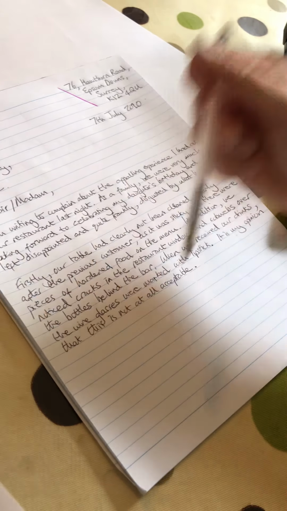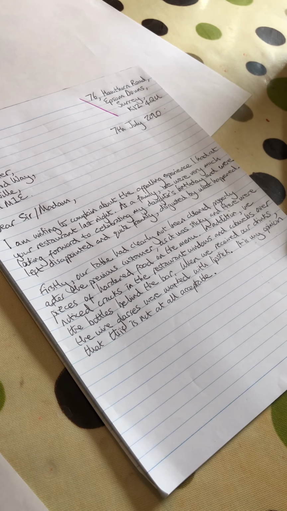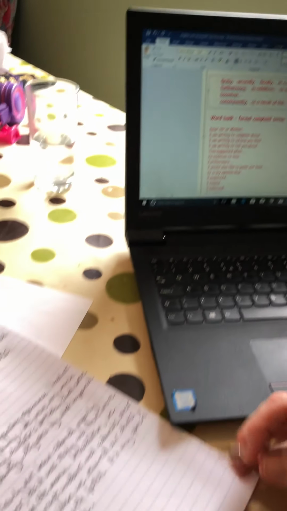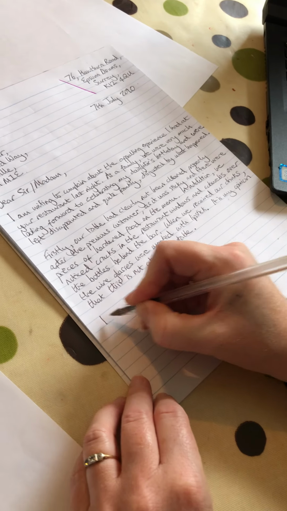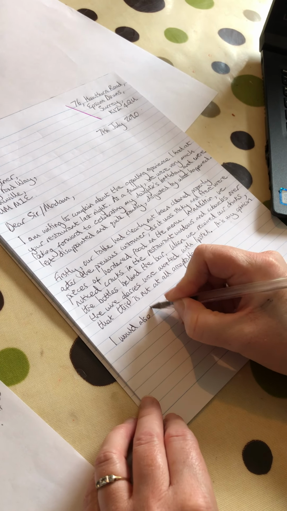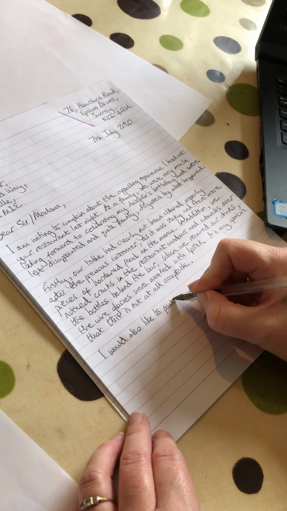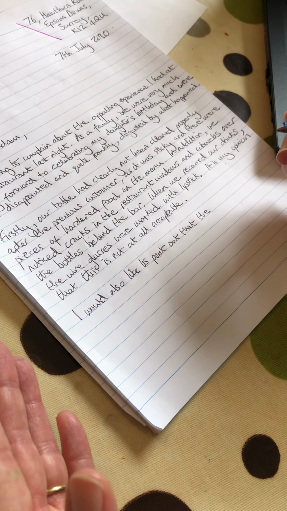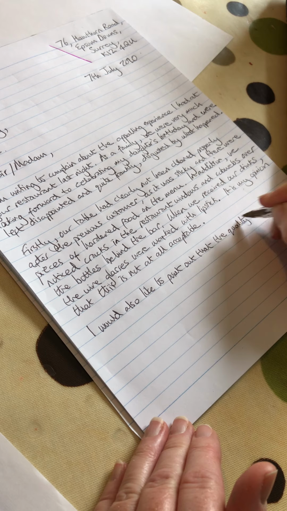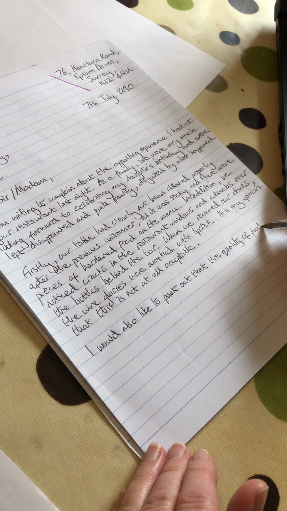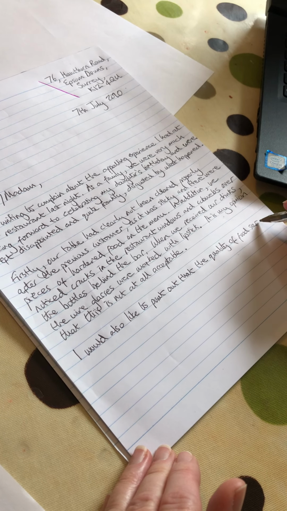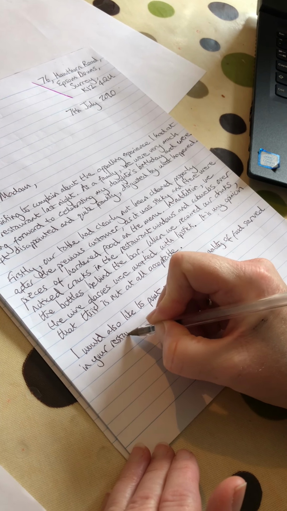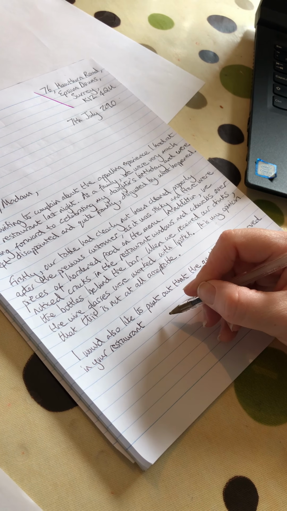I had in addition. Don't really want to do secondly. Maybe I'll look at the word bank if there's something there to help me. I think I'm going to start my paragraph with, I would also like to point out that. So, I would also like to point out that, what is this paragraph going to be about? The food. So the quality of food served, my laptop getting in the way, served in your restaurant was really bad. Really bad.